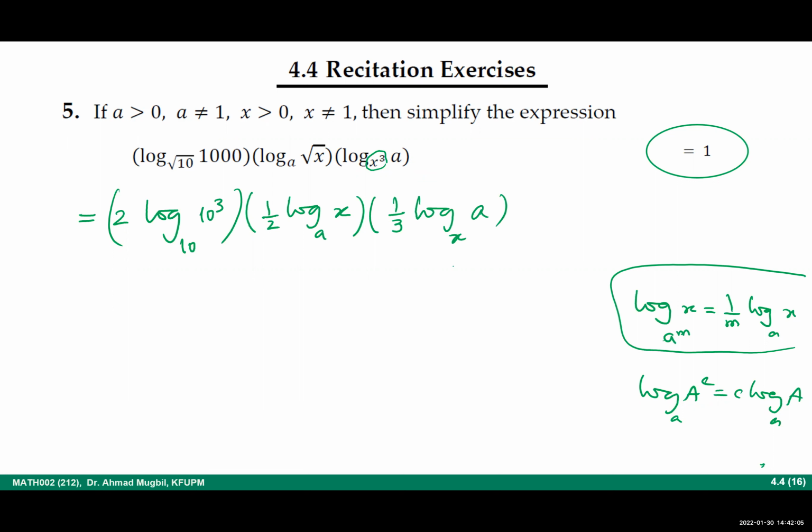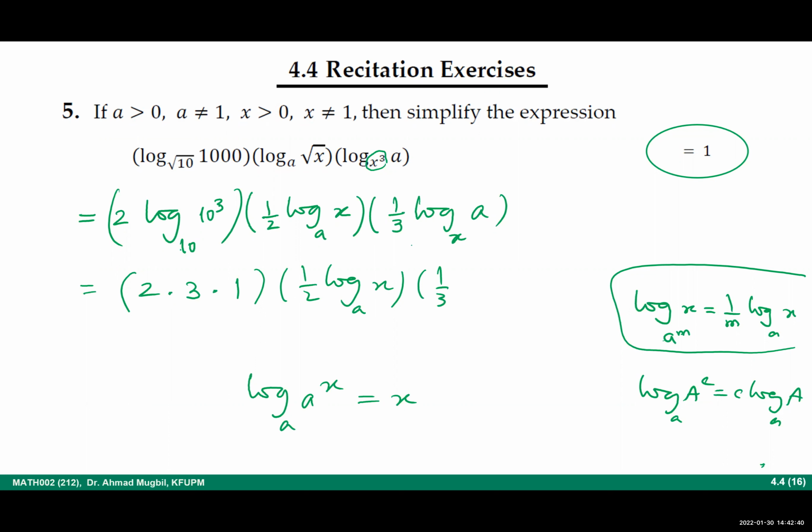Okay. Now, I think we can simplify this. This is 2. Do you agree with me? Yeah. Why? Because this is log 10 of 10 to the power. You know that log a of a to the power x is x by the inverse function property. Or you can bring this 3 here by the power law, and it will be multiplied by 1. It will be 3 log 10 of 10, which is 1. Here, what we can do is a half log a of x multiplied by a third.